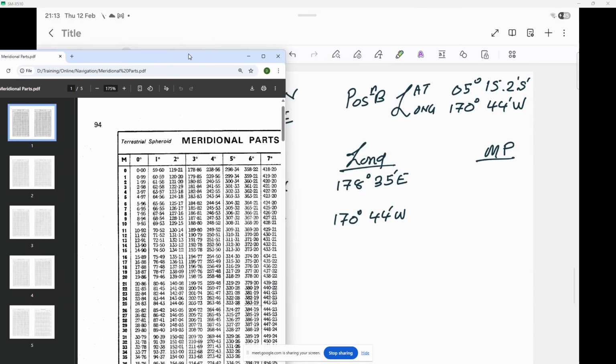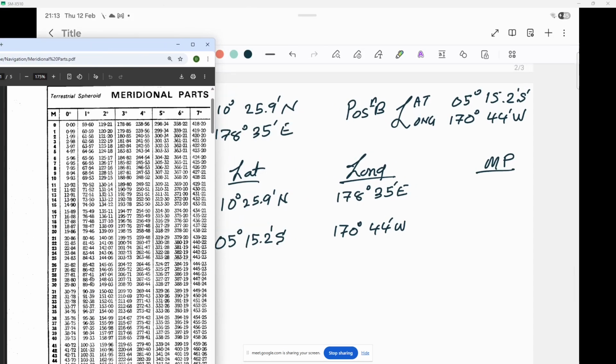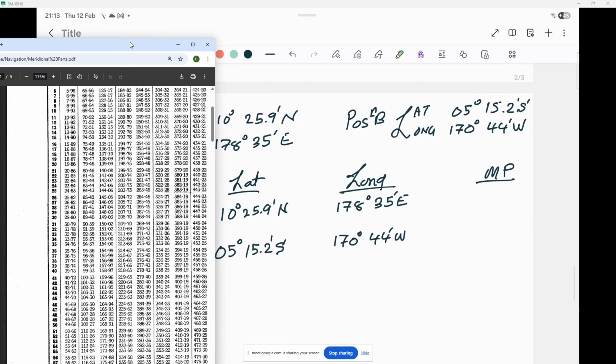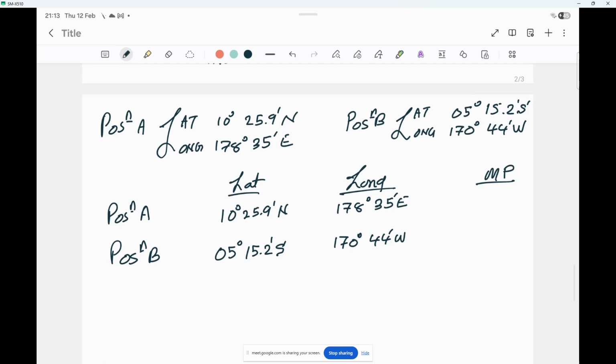Right. So the meridional path for 10 degrees, 25. Give me a minute, guys. I lost it.